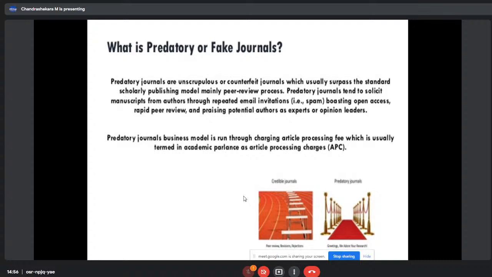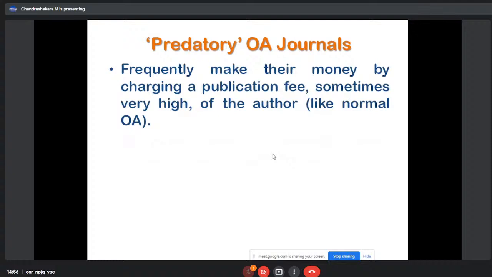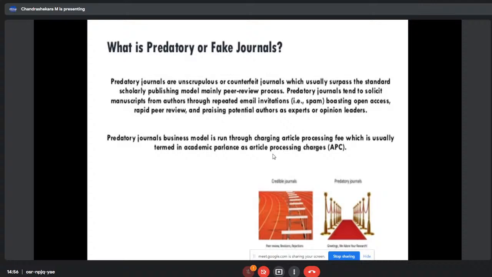What is a predatory or fake journal? Okay, predatory journal. Next you can see here how they are validating this, because there are many hurdles. We can see the picture shows, okay, and here it is not like that. Directly they can publish, nothing, because they have to pay one article processing charge. That's the article processing charge. Predatory journals are open access journals, because among the open access journals there are many predatory ones. Predatory is nothing but fake journals, isn't it?